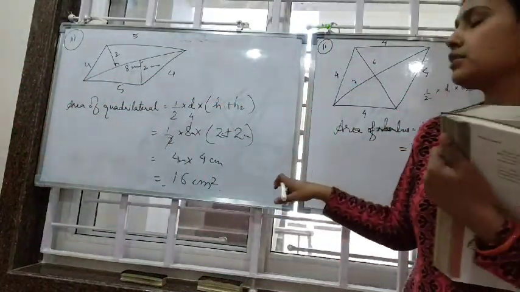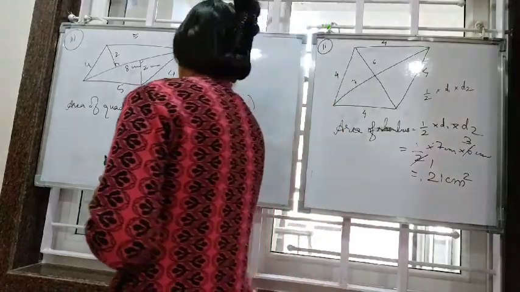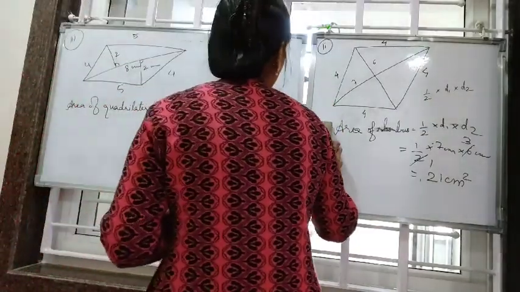Now this completes the try these. Now there is finding out the area of polygons. Up till now we did quadrilaterals. Now we will learn how to find out the area of polygons.